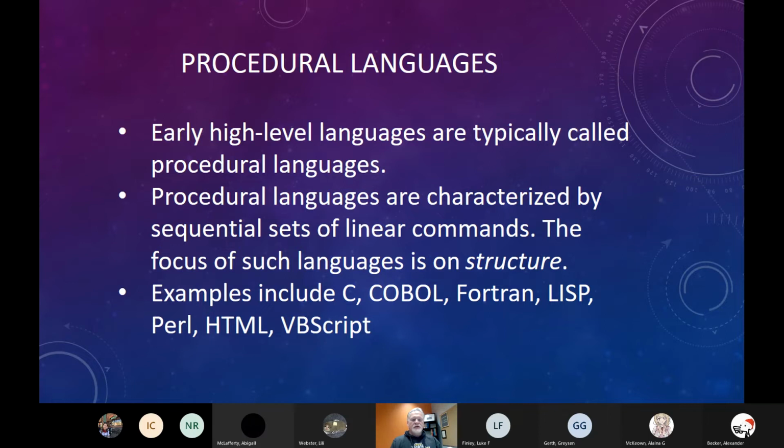Some of the examples include C, which C++ and Java come from, COBOL, Fortran, Lisp, Perl, HTML, VBScript. These are all old languages, but there's a lot of legacy code out there. A lot of times people who become programmers have to go back and learn this so they can take their new fancy code in C++, Java, or C Sharp, and make it tie into these. So these procedural languages are still out there, lots of equipment. From my understanding, the banking industry especially still has a lot of these out there.